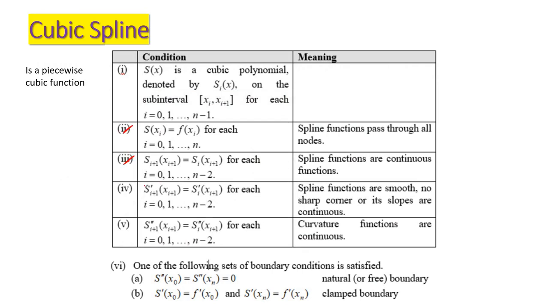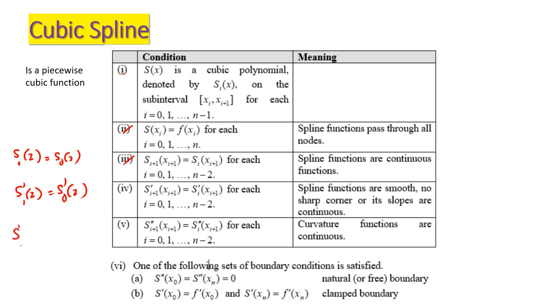Now we are going to show the first derivative. The first derivative of S1 at the point 2 will equal S prime 0 at point 2, because their connecting point is x equal to 2. So now we are going to show S prime 1 at x equal to 2 equals S prime node 2.